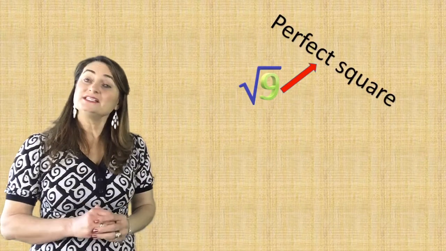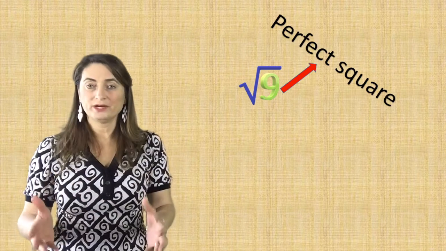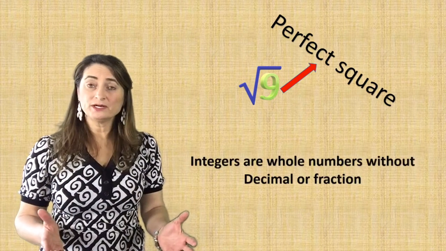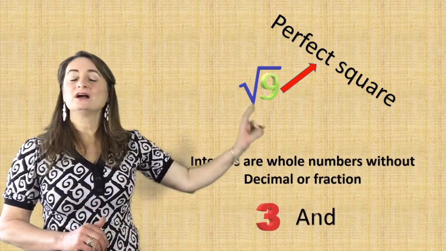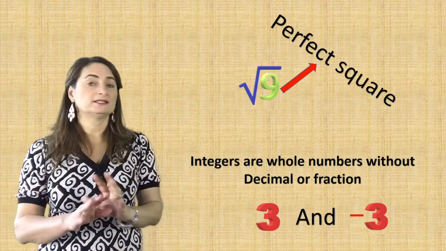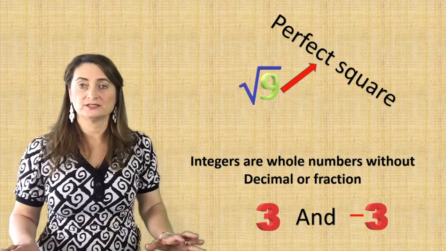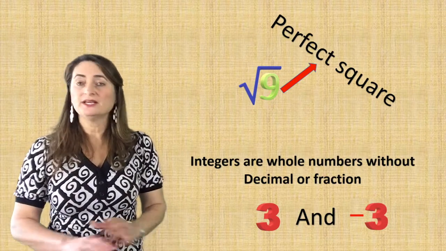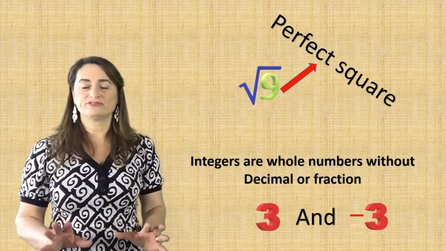The number underneath the radical sign, which is the radicand, is 9. This 9 is called a perfect square. Why is it called a perfect square? Because the answer of the square root is an integer, which is 3. It doesn't have a decimal or a fraction. So an integer is a whole number that does not have a decimal or a fraction.